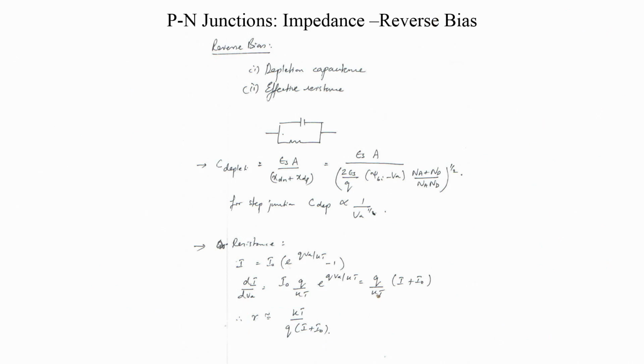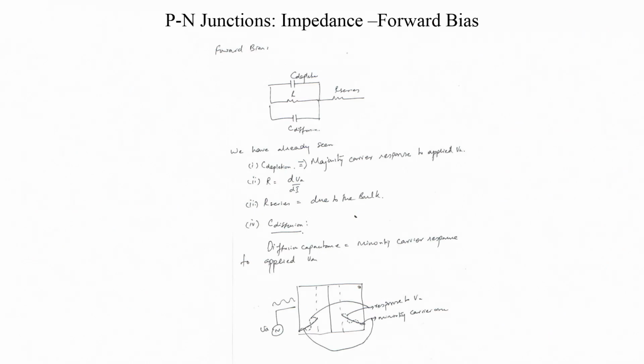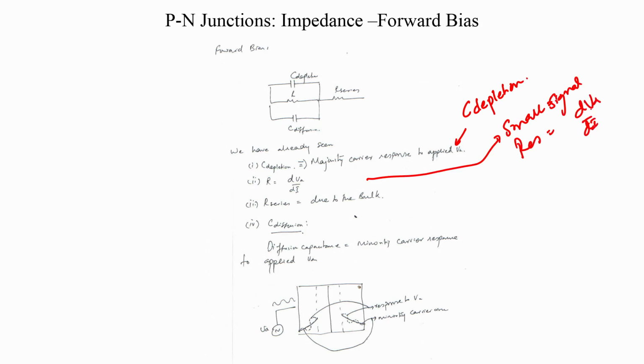But in forward bias, sorry, that's a repeat of the slide. In forward bias, you do have the same capacitive component. That capacitance which we discussed is called the depletion capacitance. You once again have a small signal resistance, but you have an additional capacitance term which is called the diffusion capacitance, and I will tell you what this is.